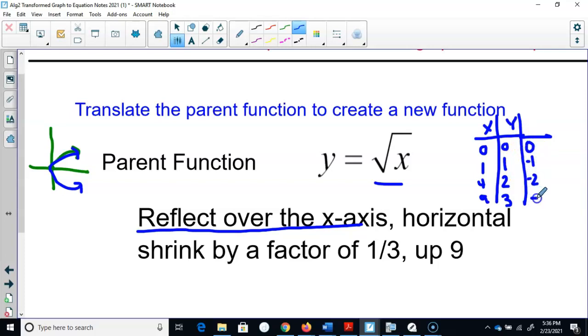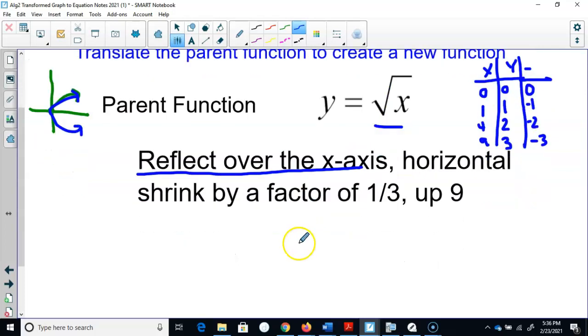How did that happen? Well, a multiplication of -1 had to happen to that. So that means I need a negative on the outside of the grouping symbol. So I'm going to start off in blue. y equals the negative square root of x. That took care of this reflection over the x-axis.